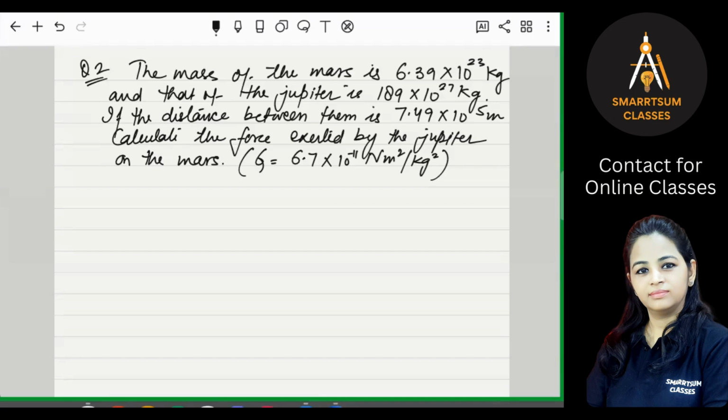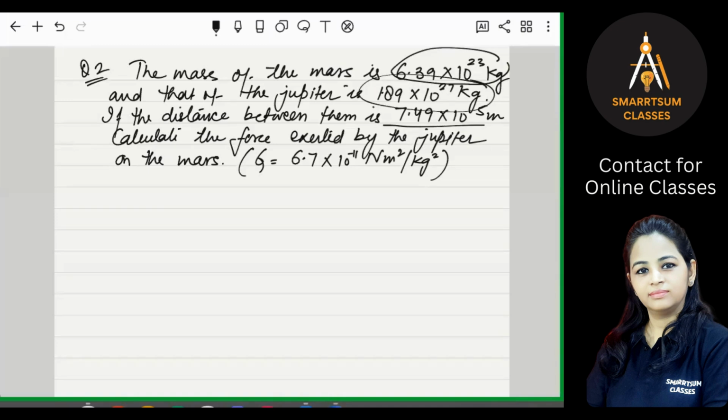Question number 2. The mass of Mars is 6.39 into 10 to the power 23 kg. This is the mass of Mars. And Jupiter is 1.89 into 10 to the power 27 kg. The distance between both of them is 7.49 into 10 to the power 5 meters. Now you have to find the force exerted by Jupiter on Mars.